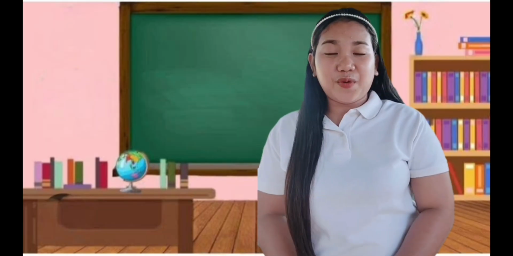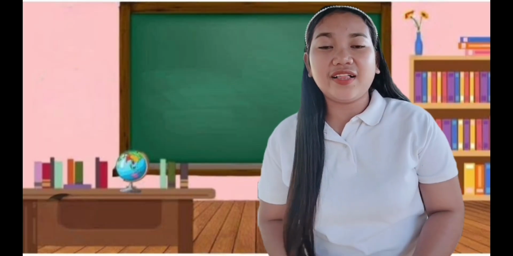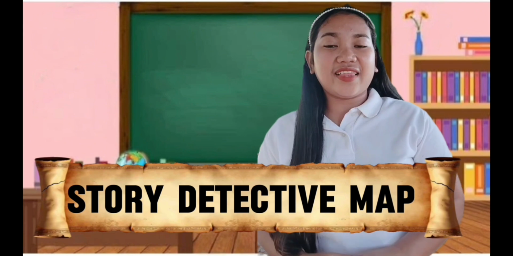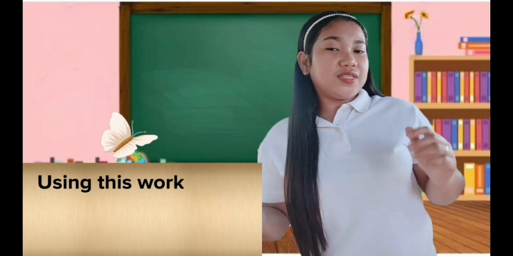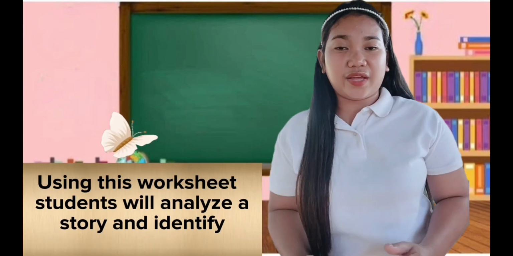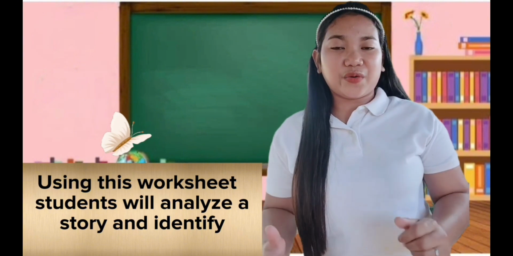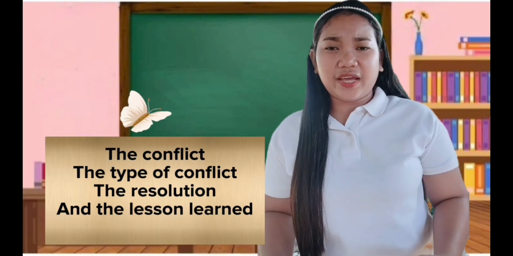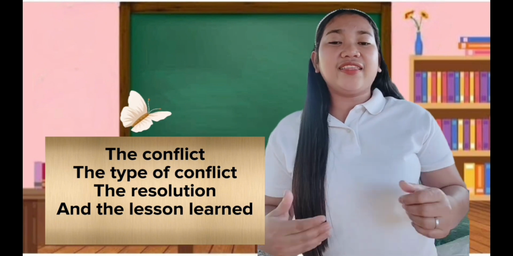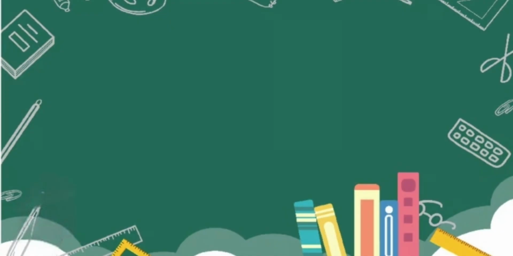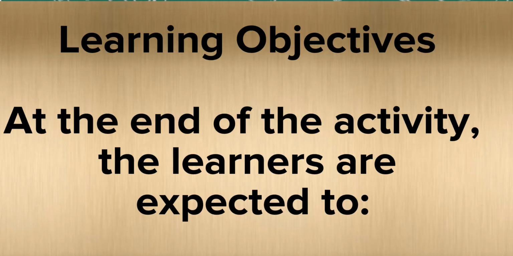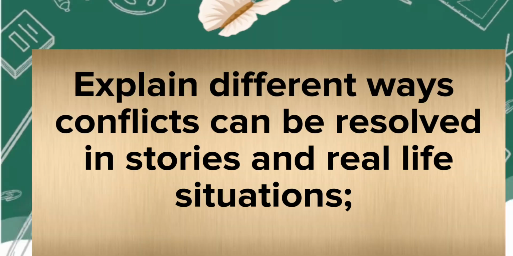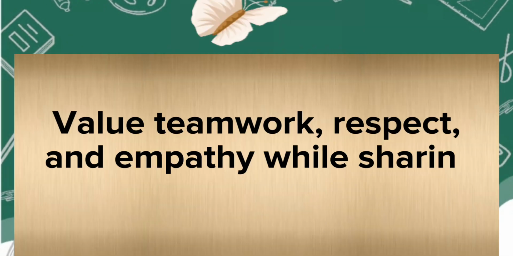Now I will give you our first learning material called the Story Detective Map. Using this worksheet, a student will analyze a story and identify the conflict, the type of conflict, the resolution, and the lesson learned. At the end of the activity, the learners are expected to explain different ways conflict can be resolved in stories and real life situations.